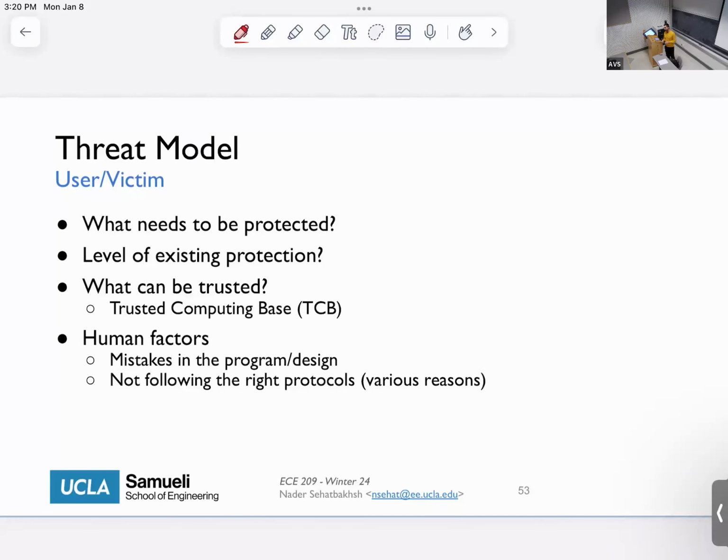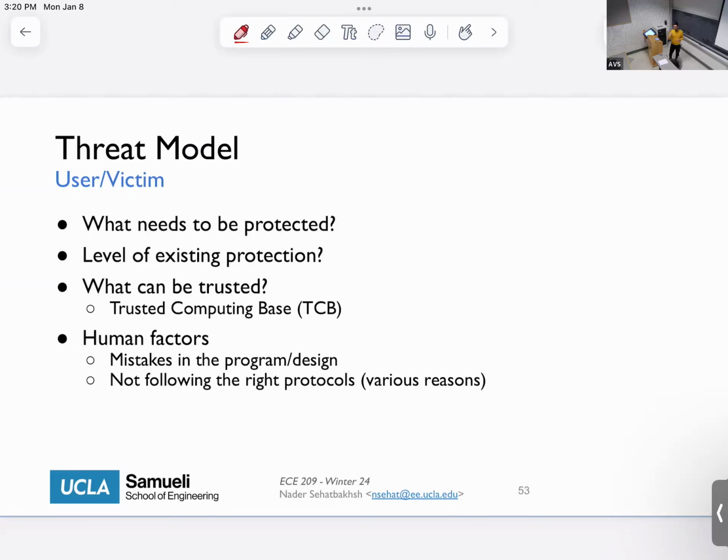We usually call this the trusted computing base, or TCB. What part of our system do we actually trust already? You might be surprised, but this answer might be none, so nothing we can trust. There might be a very, very tiny piece of code that we can trust, and so on. You're going to see how this plays a role.